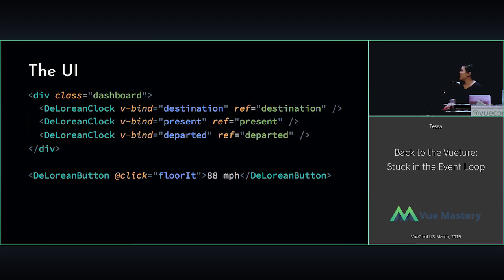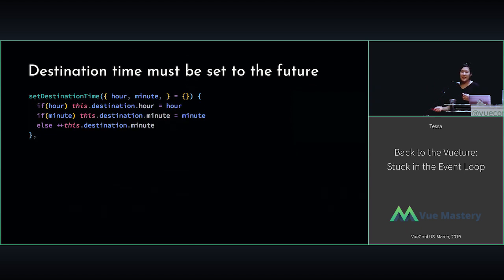All right, let's dive into the code. So here I have a template that represents the 3 tiers of the UI and this 88 miles per hour button, and that's what's going to push Ein into the future. And in the DeLorean component, I have this set destination time method, which optionally takes an hour and minute and sets the hour and minute in the destination clock to that passed-in time, or by default sets it to just 1 minute into the future, and we're going to be using just that default today.